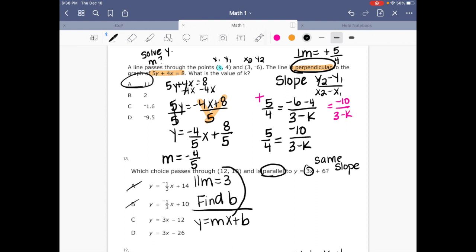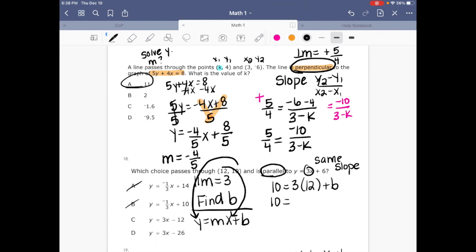So we're going to take 12, and we're going to plug that into the x spot. We're going to take 10, plug that into the y spot, and take 3 and plug it in for m. So this is going to become 10 equals 3 times 12 plus b, because we're trying to find the b value.